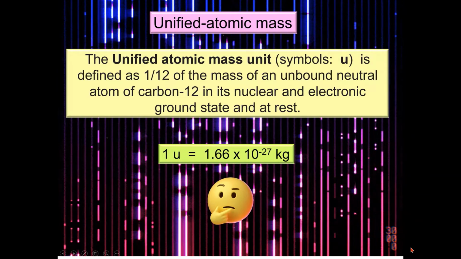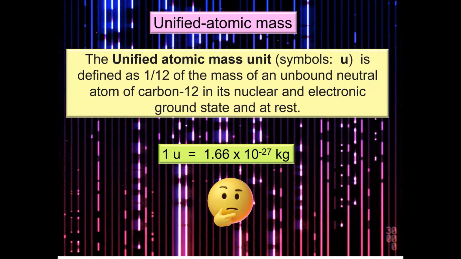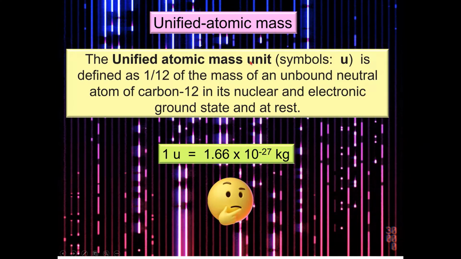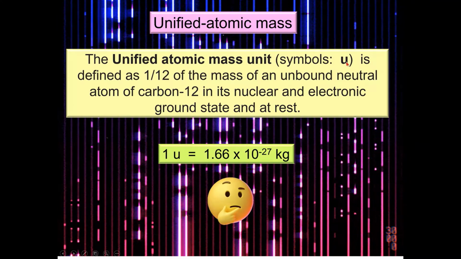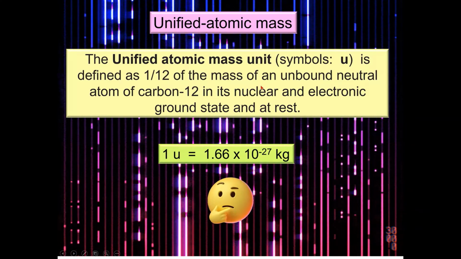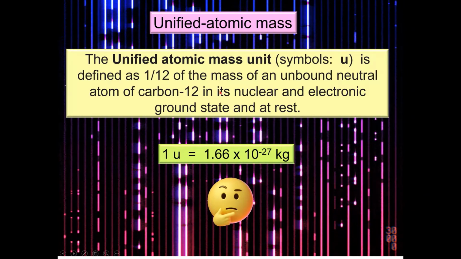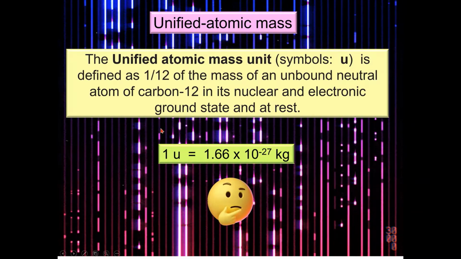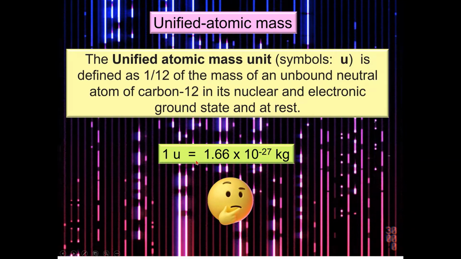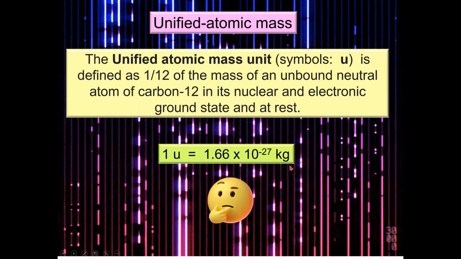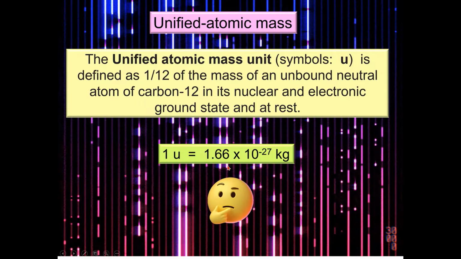So first of all, what is meant by unified atomic mass? The unified atomic mass unit, with symbol U, is defined as 1/12 of the mass of an unbound neutral atom of carbon-12 in its nuclear and electronic ground state and at rest. So 1 U equals 1.66 times 10 to the power of negative 27 kilogram. We are going to prove this.